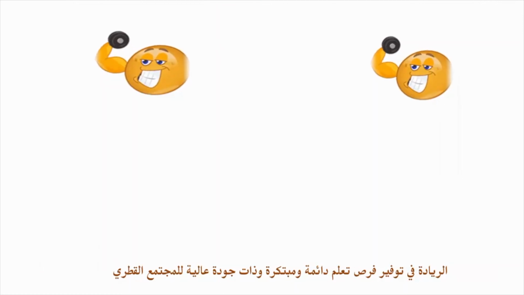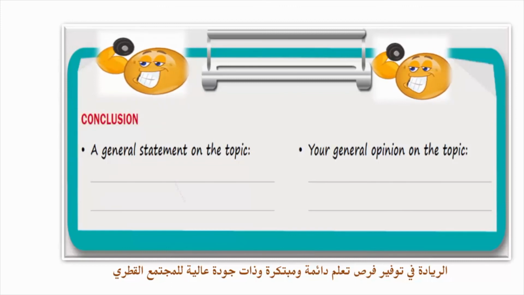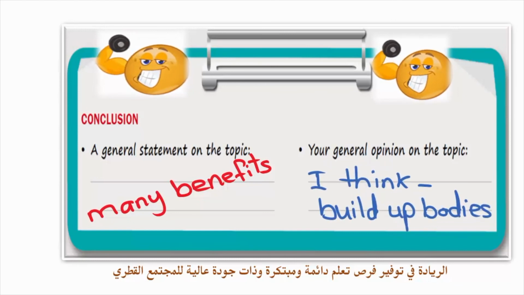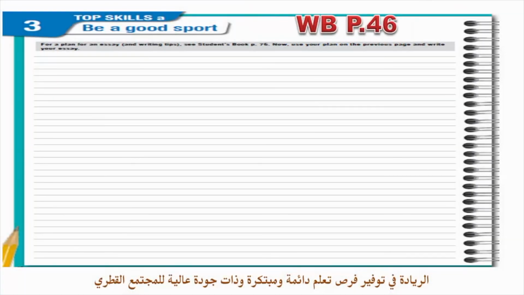And then we reach the last part, the conclusion. And here we have 2 parts. A general statement on the topic: it has many benefits. Then what? Then your general opinion on the topic: I think it builds up buzz. Go to your workbook and start writing and think of your ideas. Page 46. You can do it.